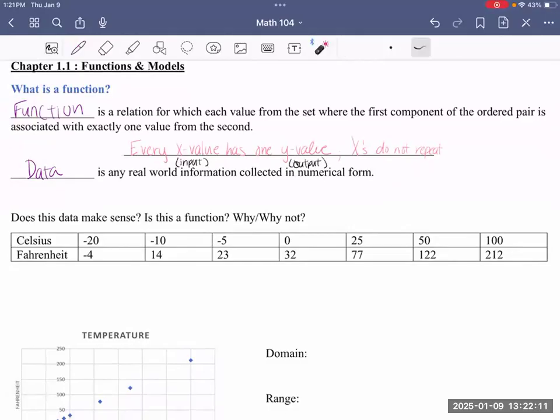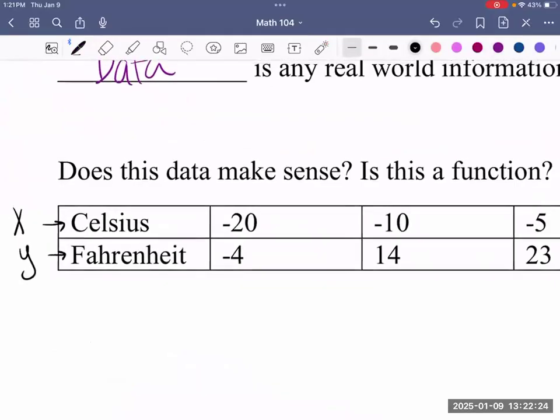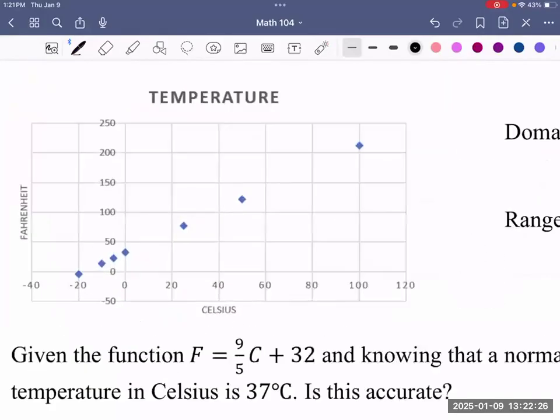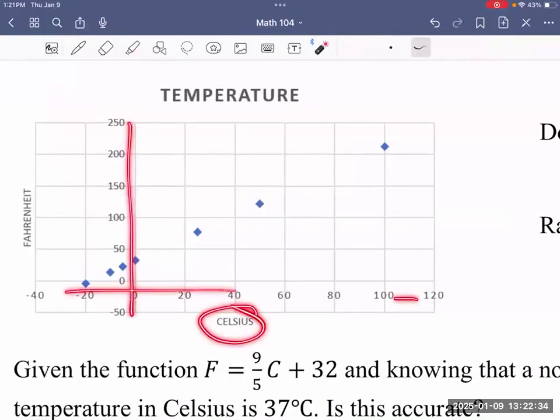Well, x values in this format, if we're confused as to which one is x and which one is y, we're going to just say Fahrenheit is a function of Celsius. So Celsius is x and Fahrenheit is y. And we can see that along here too. Our template is also given for your graphical terms, where along the x is your Celsius and along the y is your Fahrenheit.